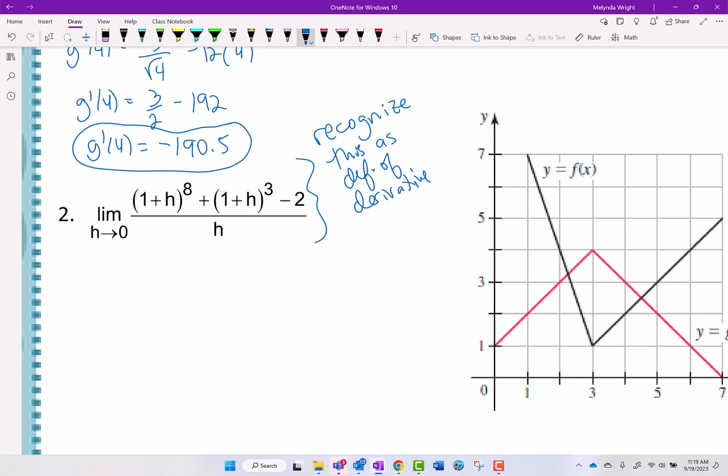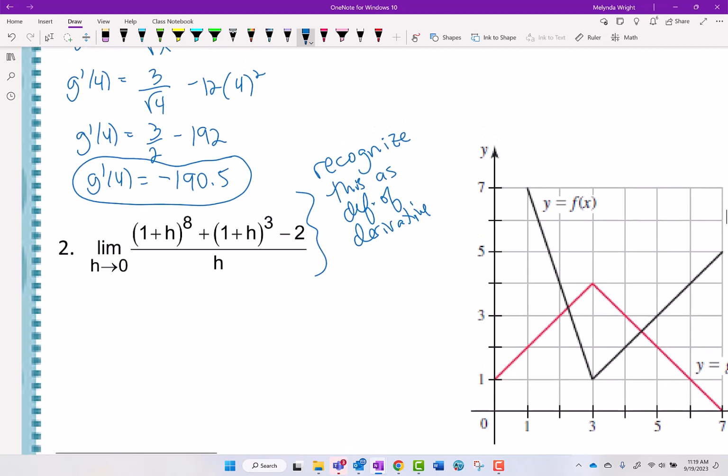Because trying to work that limit like it is right now would be exceedingly difficult. I don't know about you, but I don't want to multiply 1 plus h out 8 times. And I don't want to multiply 1 plus h out 3 times. I really don't want to do that. Okay, so we recognize this as the definition of the derivative.